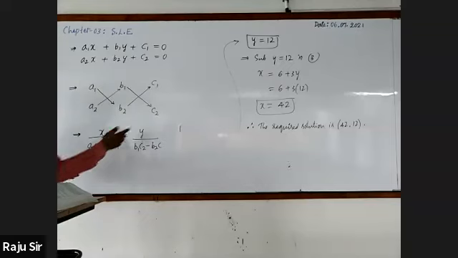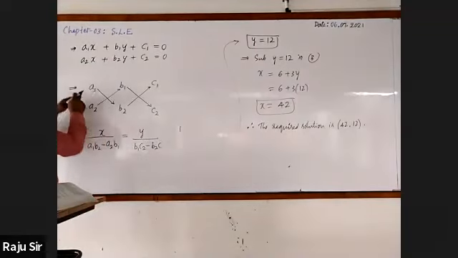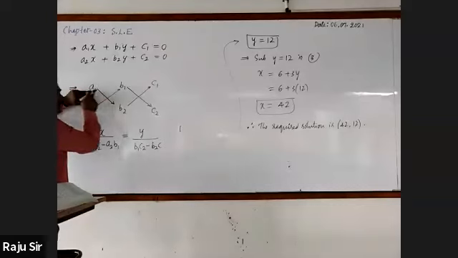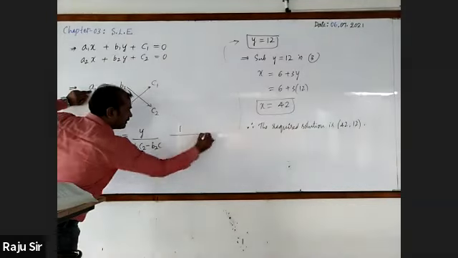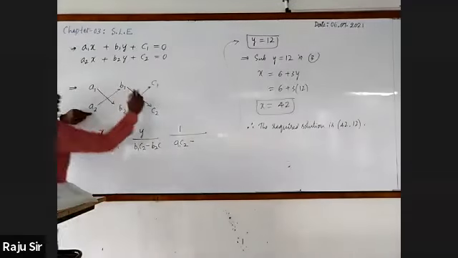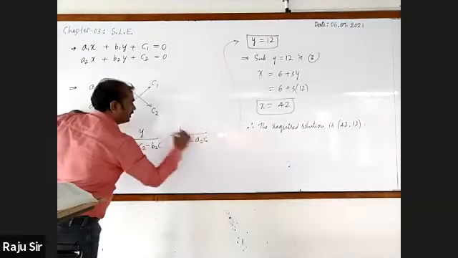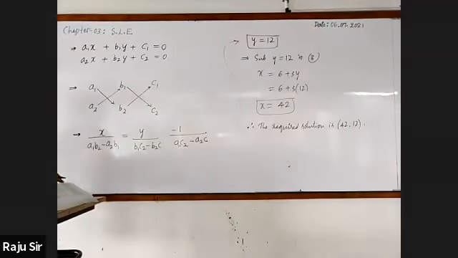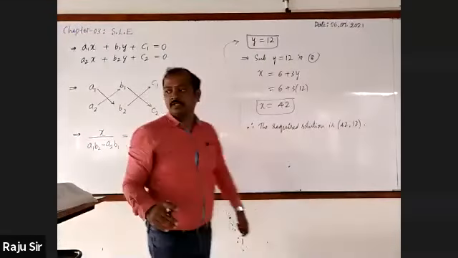Next one is CA. I go for taking AC. See that, A1 C2 minus A2 C1, and this will be minus 1. Got it?